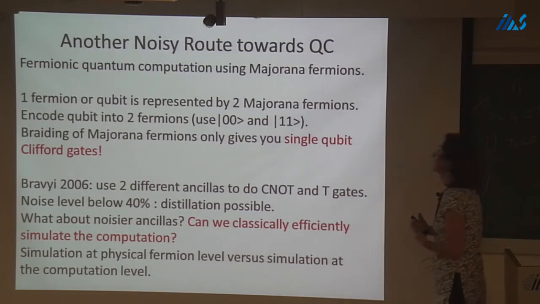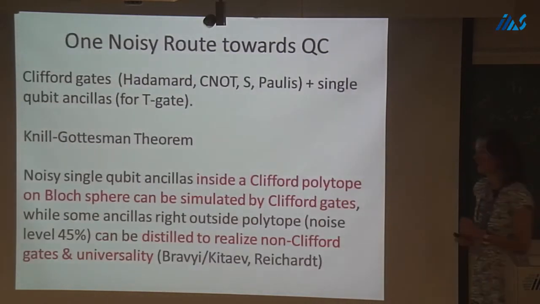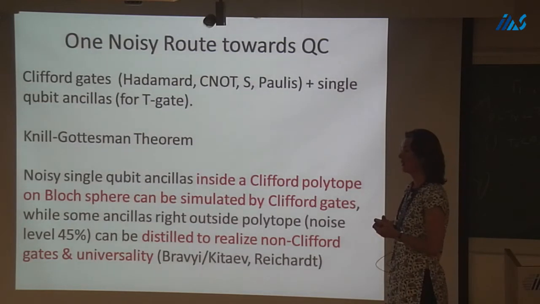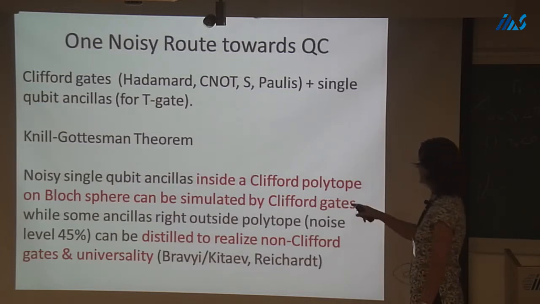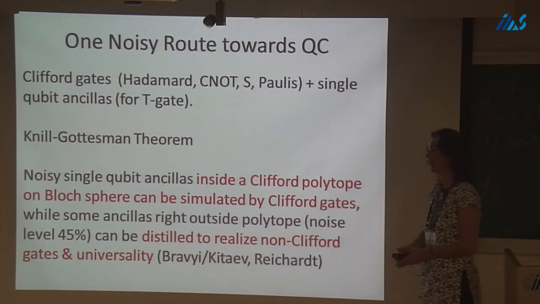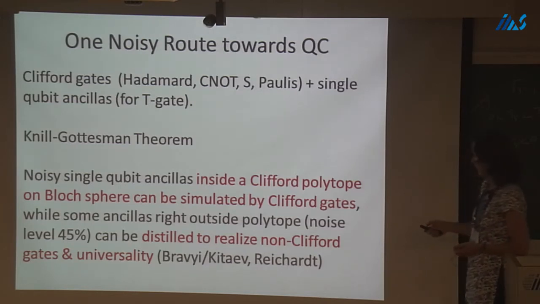I wanted to look at another route towards quantum computation. Sorry, yeah? Just to go back, you were saying, as soon as you step outside the polytope, it's not on every point, but there are points which give you universality. Moreover, even if you step outside and it's extremely noisy, you still get universality. Yes, there is a distillation protocol that works right up to the point where this polytope ends. Not everywhere because it's a polytope, but there's one. That's work by Reichert.